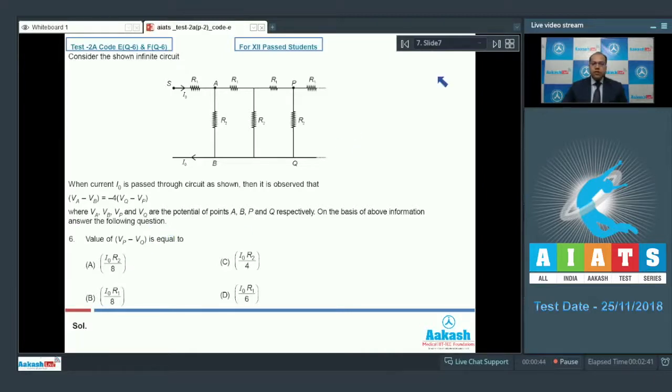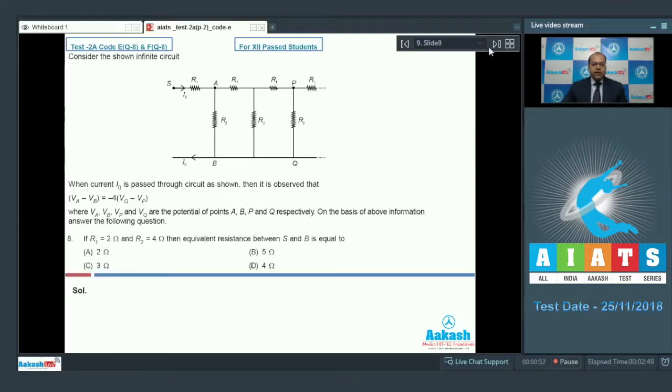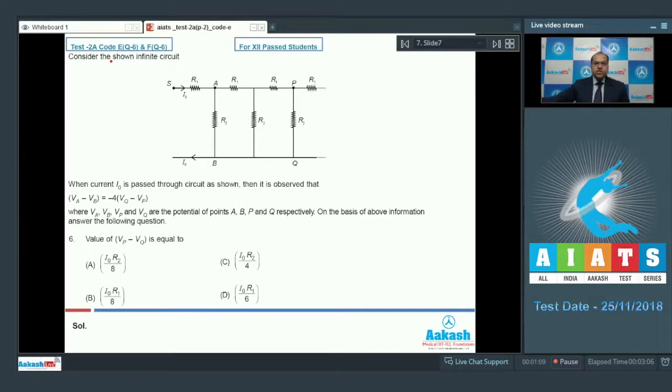So we have to calculate the value of Vp minus Vq, then ratio R1 by R2, and finally we have to calculate the equivalent resistance between S and B when the value of R1 is equal to 2 ohm and the R2 is equal to 4 ohm. So let's analyze the situation.